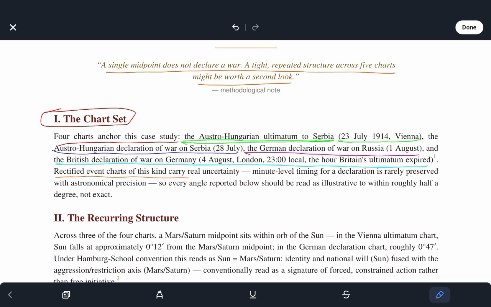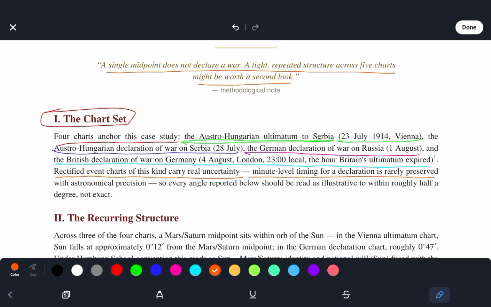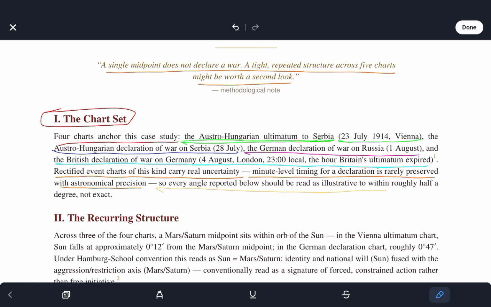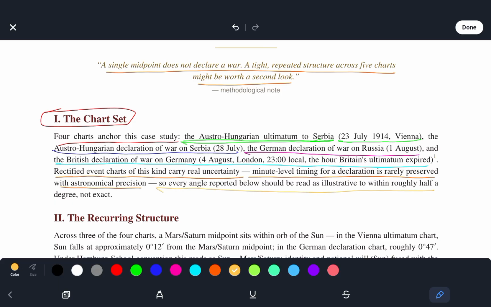Rectified event charts of this kind carry real uncertainty. Minute level timing for declaration is rarely preserved with astronomical precision, so every angle reported below should be read as illustrative to within roughly half a degree, not exact.